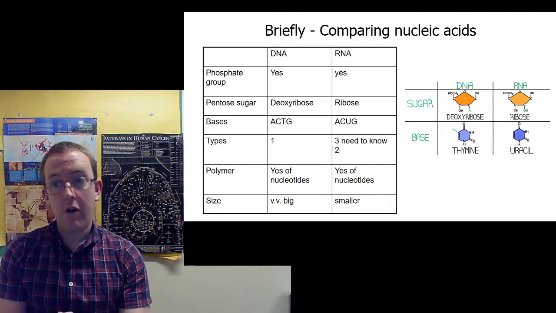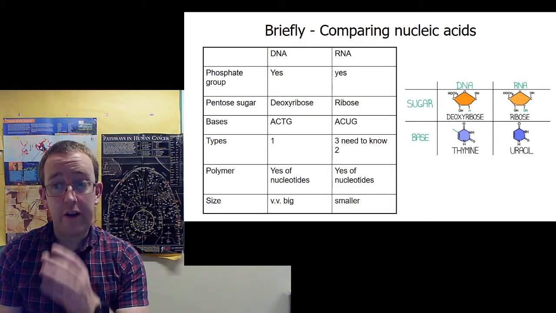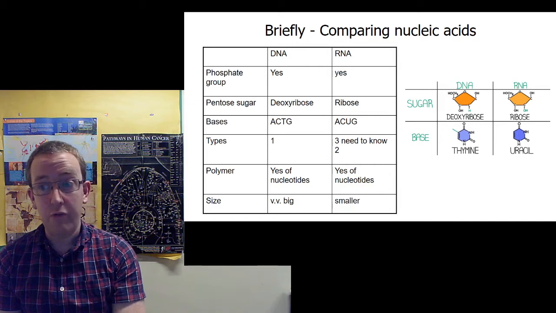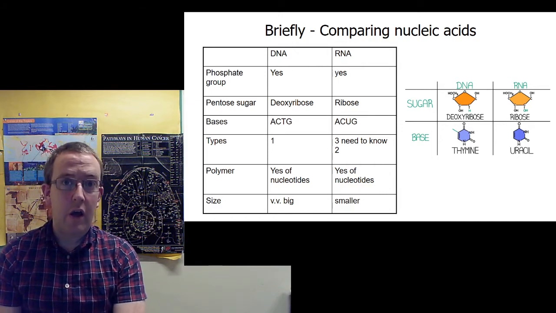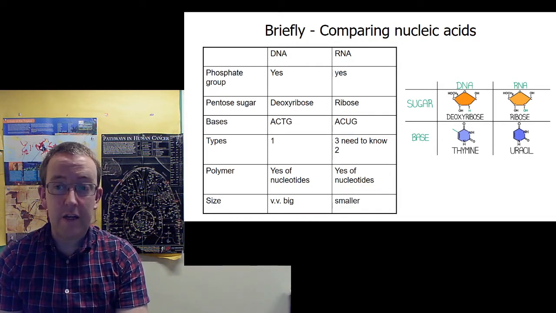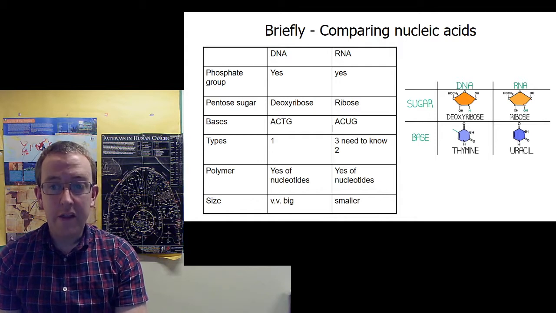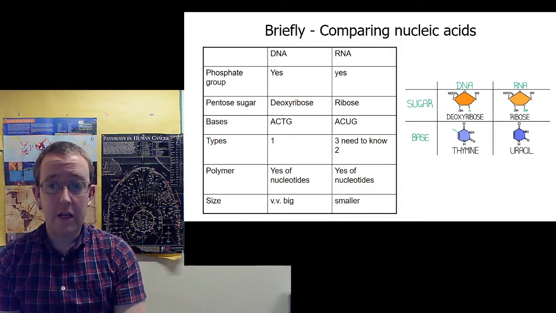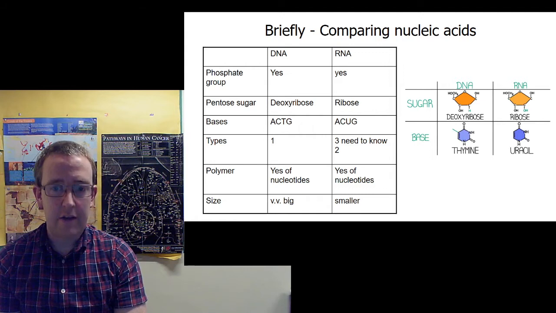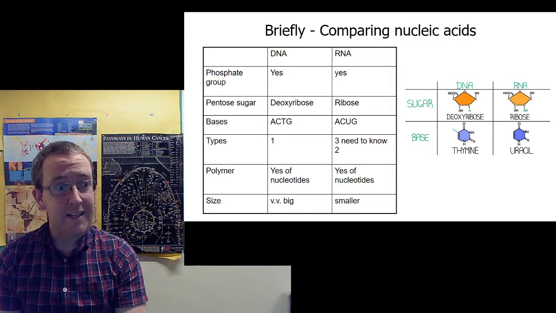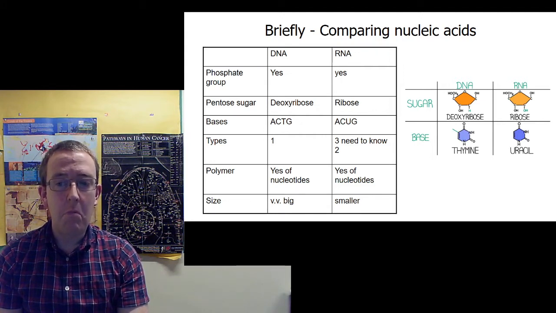In terms of the RNA, you've actually got three types, and I'm going to mention all three, but you need to know for the spec, as we've just seen, two types. Are they both polymers? Well, yes. Are they both made of nucleotides? Yes, absolutely. In terms of size, DNA strands are much, much bigger than all the types of RNA.